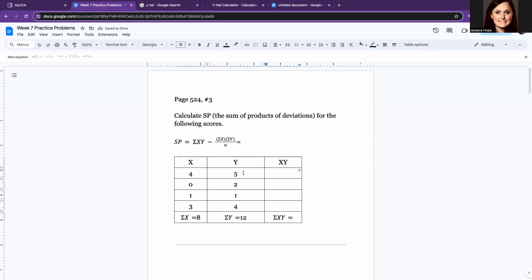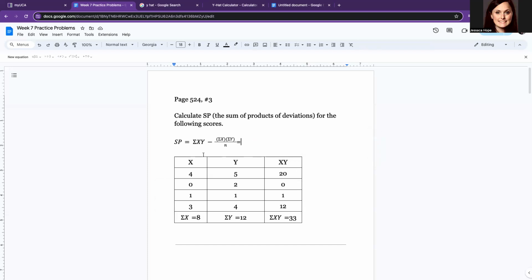xy is going to be 4 times 5 is 20. 0 times 2 is 0. 1 times 1 is 1. 3 times 4 is 12. Sum of xy is going to be the sum of these. So 20 plus 1 is 21 plus 12 is 33. Okay, so you have your table here filled out. The table here is not required, but that is just the easiest way to keep the data organized.